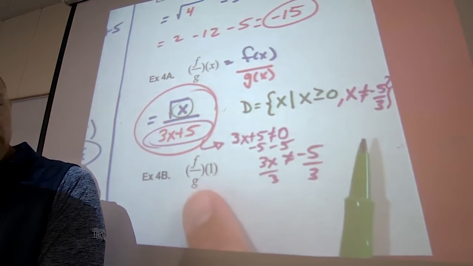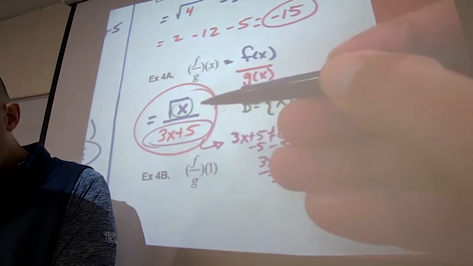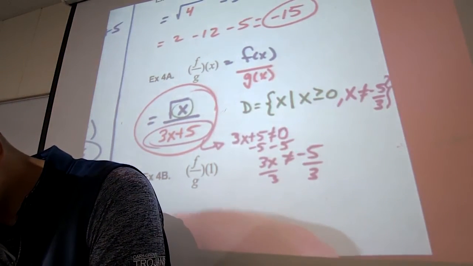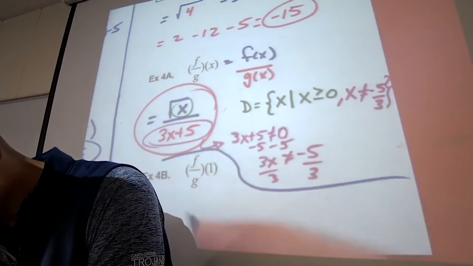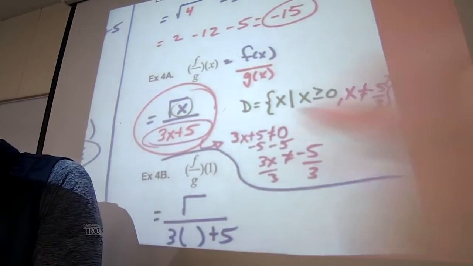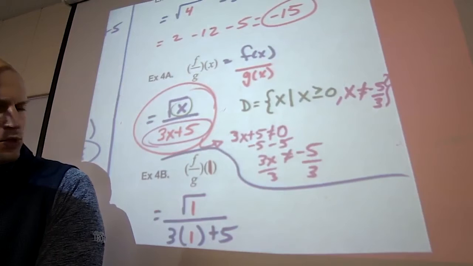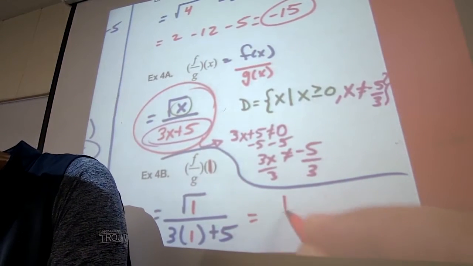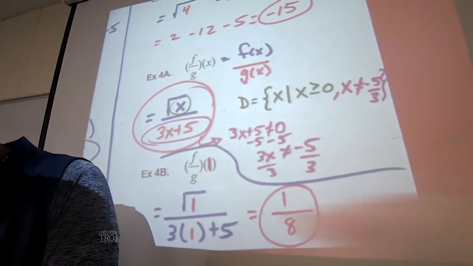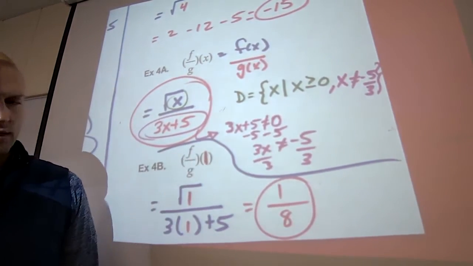Last but not least is our value, f over g of 1. So we take f of x over g of x. We take this guy, and anywhere that you see x, I'm going to replace with a 1. So whatever this number is, normally there's an x there. Now I'm going to put 1 where the x is. Square root of 1 is 1. 3 times 1 is 3, plus 5 is 8. So we get our value 1/8. Final answer, f over g of 1 is 1 over 8.